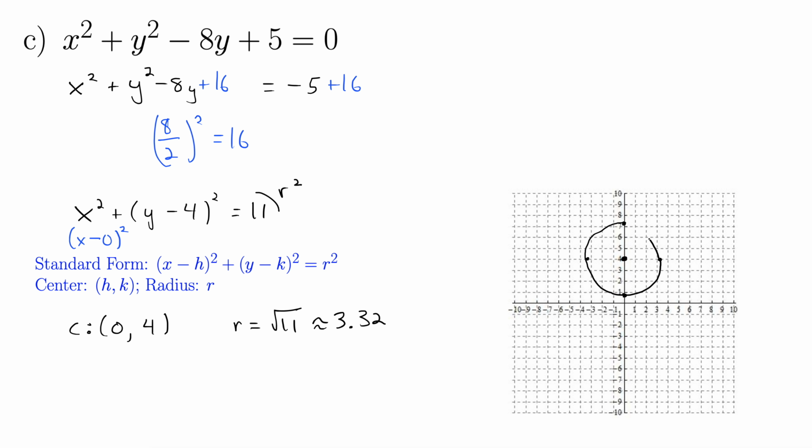Again, hopefully you have a steadier hand than I do. There we go. Mine always come out a little lopsided. I don't know what's up with that, but it's okay. We know that it's essentially a circle.